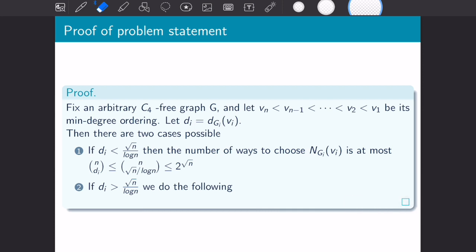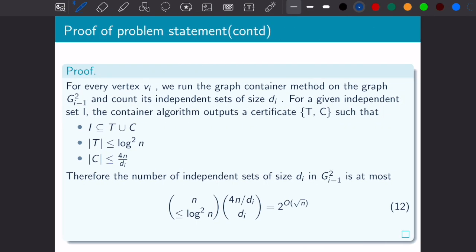And if di is greater than or equal to root n by log n, the case is a bit more complex, for which we'll be using the graph container method. And after we apply the graph container method, we'll get the following results.